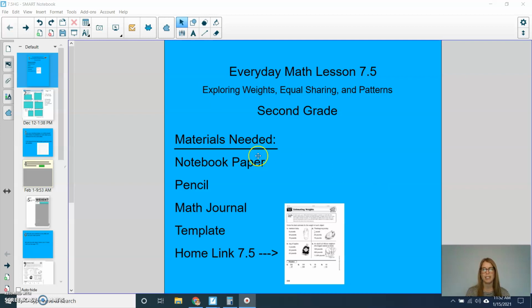The materials that you'll need today: notebook paper, pencil, math journal template, and HomeLink 7.5. If you don't have HomeLink 7.5, that's okay, you could write down your answers in your notebook or on a whiteboard. Let's get started.